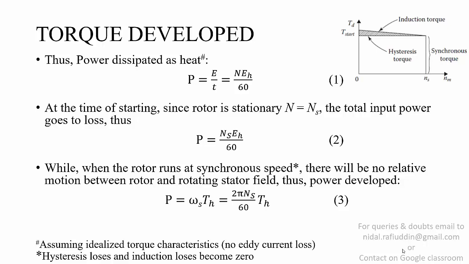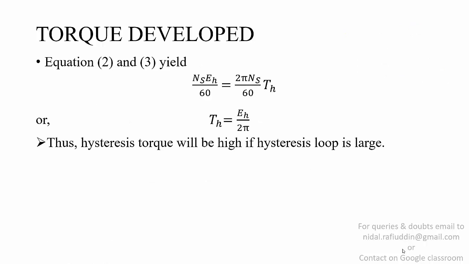Now when the rotor runs at synchronous speed, hysteresis losses and induction losses become 0. There will be no relative motion between the rotor and the rotating stator field. Thus the power developed will be given as speed times torque, which is ωs multiplied by Th, equal to 2π Ns divided by 60 multiplied by Th. That is the angular speed multiplied by the hysteresis torque. Now equating equations 2 and 3 yields hysteresis torque equal to the hysteresis loss in one cycle of the hysteresis loop divided by 2π, which indicates that hysteresis torque will be high if the hysteresis loop is large.